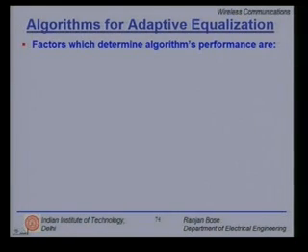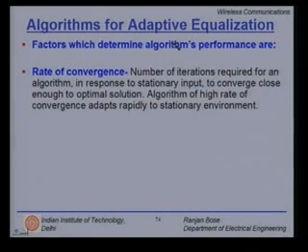First, what are the factors which determine an algorithm's performance? First is the rate of convergence. We have discussed this before. All of the algorithms are recursive. They take their own sweet time to converge. So, the rate of convergence is important. What is it? The number of iterations required for an algorithm, in response to a stationary input, to converge close enough to an optimal solution. An algorithm with a high rate of convergence adapts rapidly to a stationary environment, and it is important for us to have a fast rate of convergence.